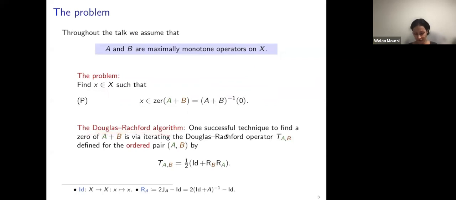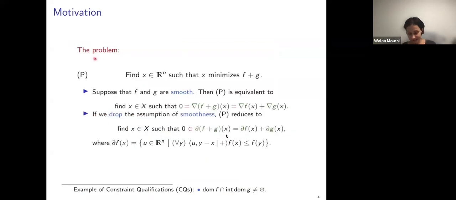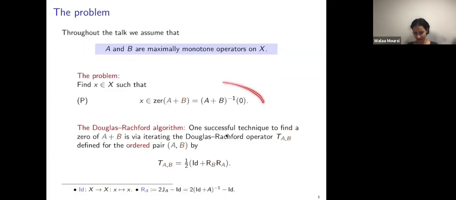One method to solve such an inclusion when A and B are maximally monotone operators is the Douglas-Rachford method. This method operates by iterating the so-called splitting operator T. The operator T is a function of A and B, so we care here about the order. I'll drop the subscript later, but it is defined in terms of the reflected resolvents RA and RB. RA is just 2JA minus the identity, where JA is the resolvent of the operator A, which is defined through this inversion. And what we look at here is the composition of these two operators.